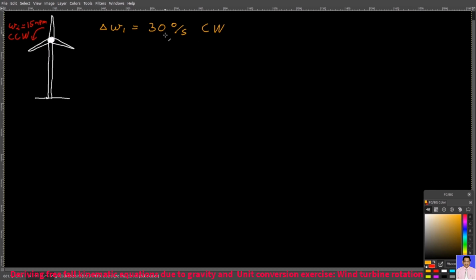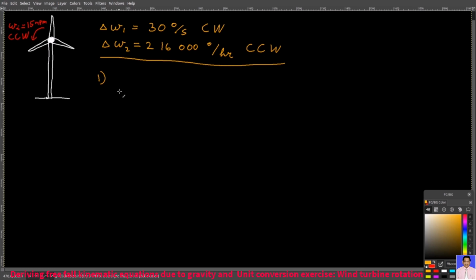And then after some time, it changes again. Only this time, this change, let's call it delta omega 2, is 216,000 degrees per hour counterclockwise. So this is your second change. Now your unit is degrees per hour. And now this change is in the counterclockwise direction. And so the first question is, what's the final rotational speed, or omega f, of the turbine in radians per second after these two changes?